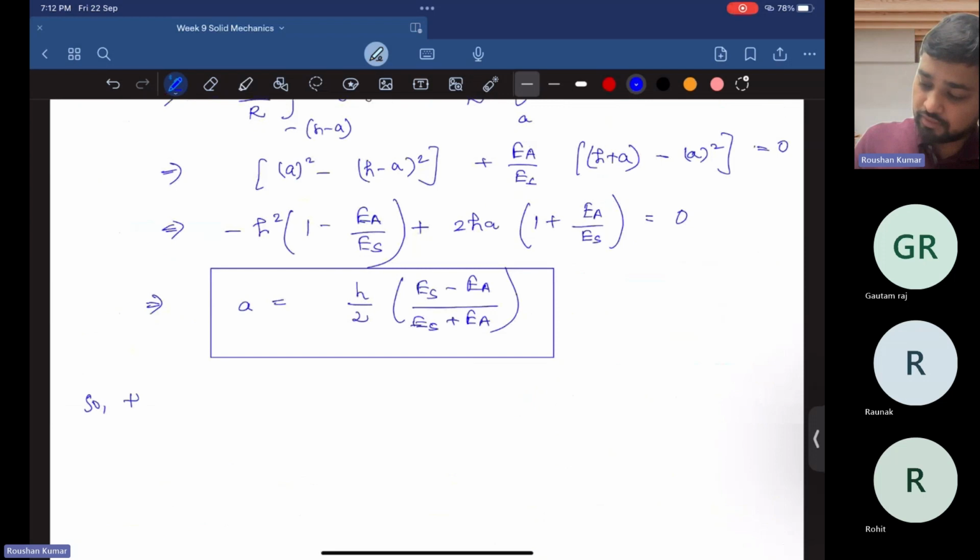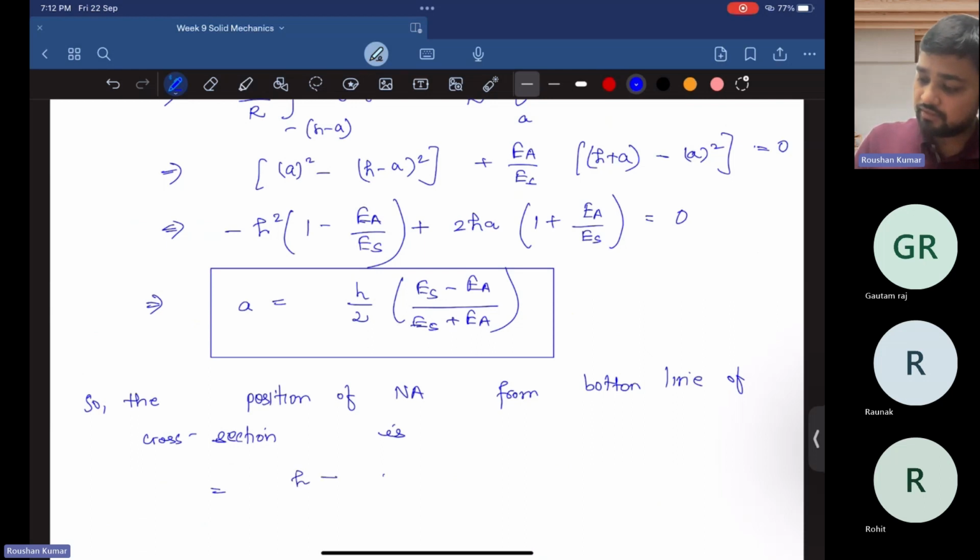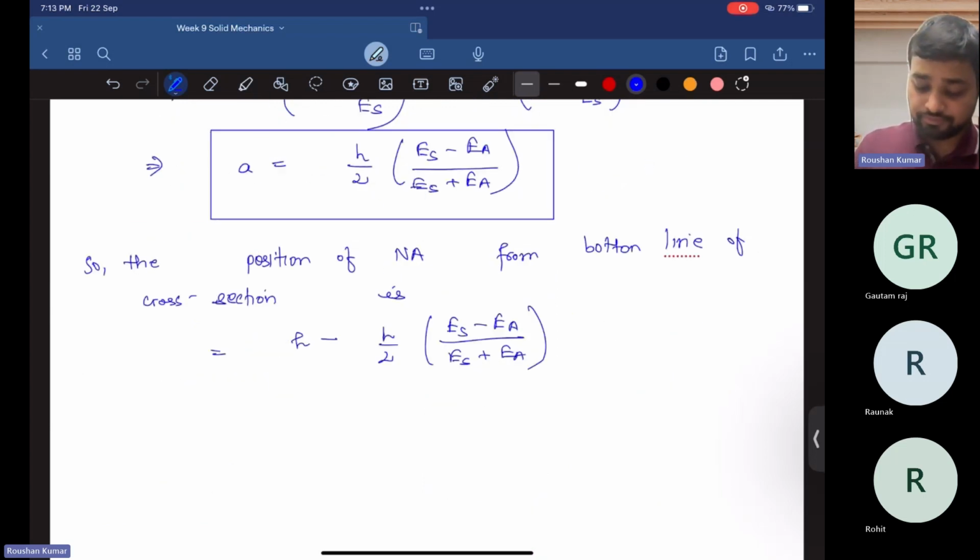So the position of neutral axis from bottom line of cross section is equal to H minus H by 2 times ES minus EA upon ES plus EA. Okay, so this is the final location of the neutral axis.